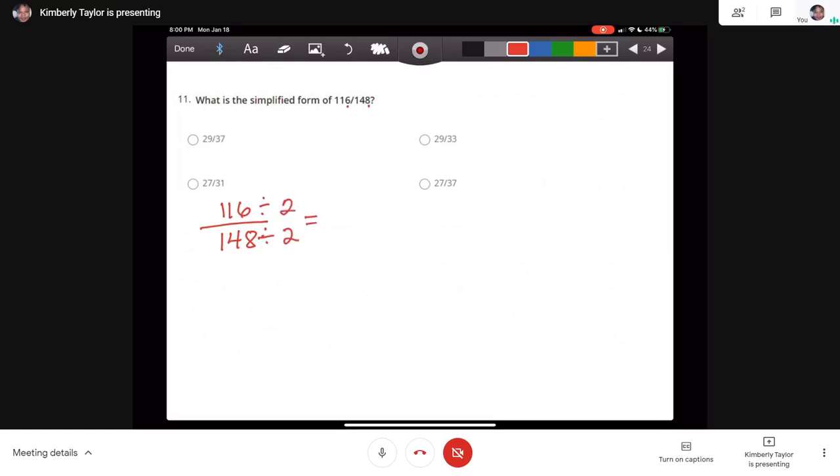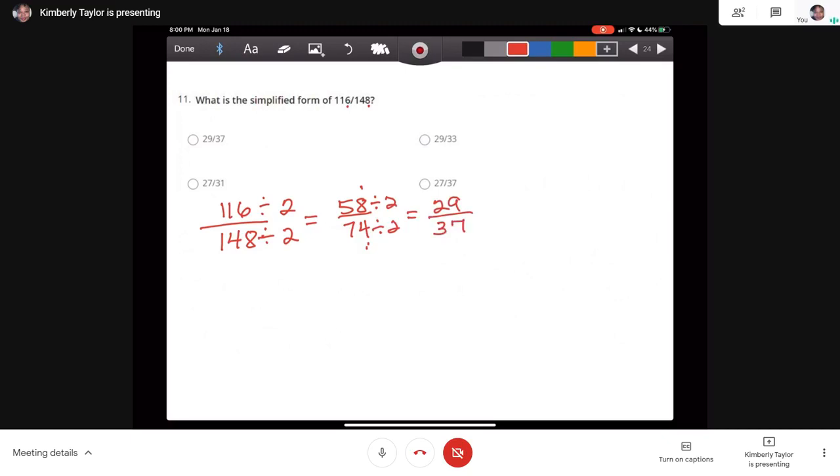So 116 divided by 2 gets you 58. 148 divided by 2 gets you 74. But see how both of them end in an even number again, an 8 and a 4? You see that? Divide by 2 again. Just keep doing it till you get down to the lowest terms. So 58 divided by 2 is 29. 74 divided by 2 is 37.